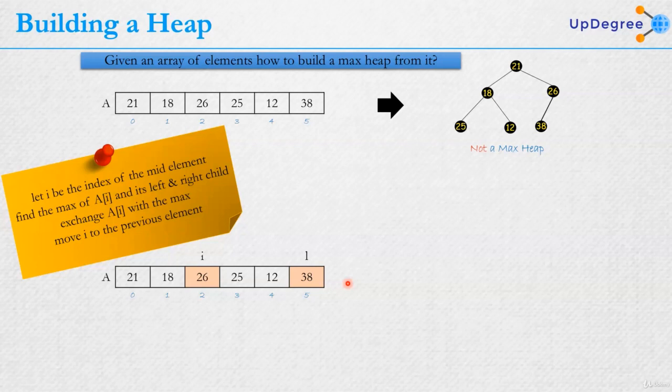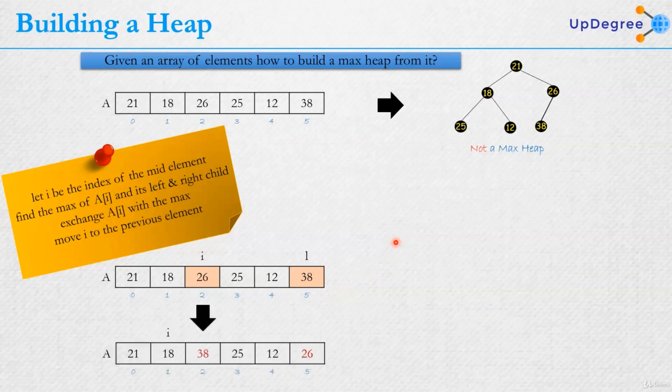What we have to do is compare the element at index i with its left child and its right child, and find the max of all three of them. In this case, we have i and only the left child. So the max of 26 and 38 is 38. We have to exchange A[i] with the max. After making the exchange, 38 comes at index 2, 26 goes at index 5, and i moves to the previous element. So i goes to index 1.